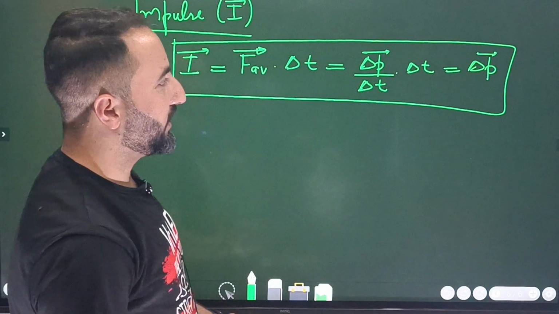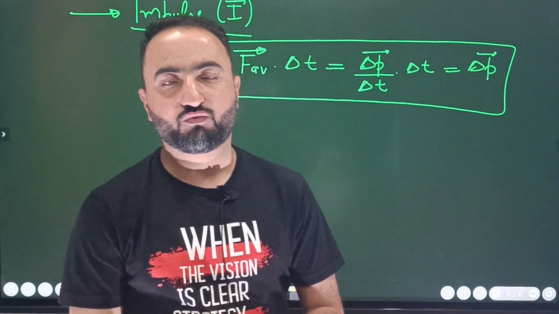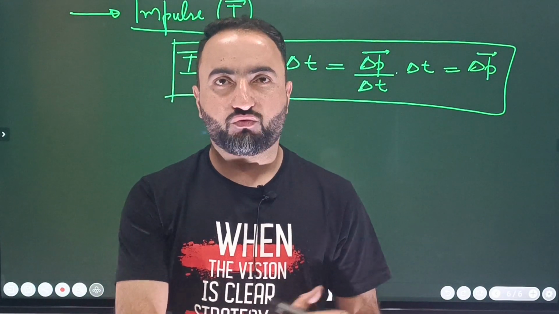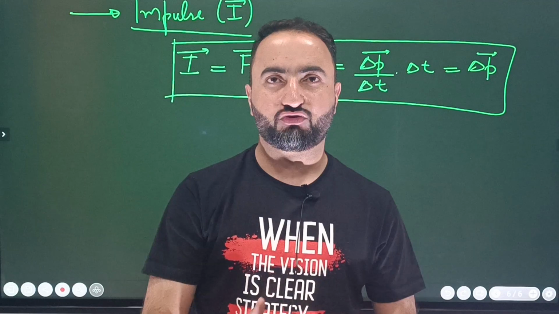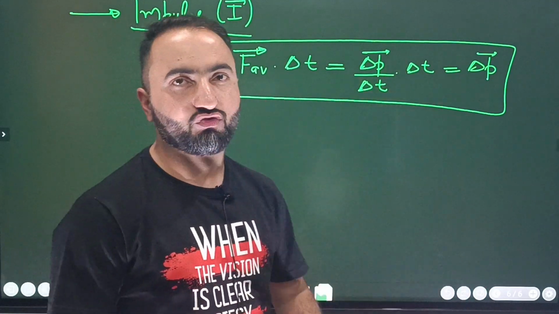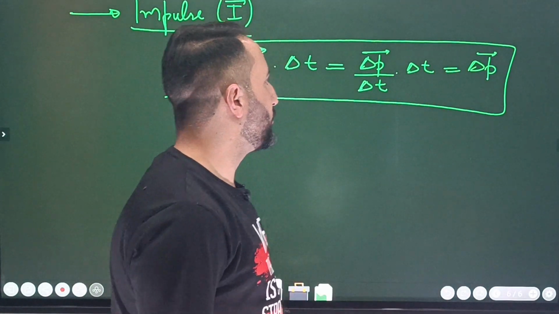So impulse is equal to what? It's equal to the product of average force multiplied with the time taken. For average force, we substituted the equation there. Then this delta t and delta t are going to cancel. Then we have this, that is equal to delta p.